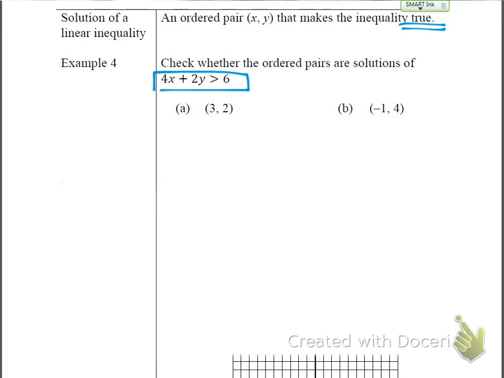Okay, so A, let's check if this is a solution. What we're going to do is we're going to plug in one of the numbers for x and one of the numbers for y. Which one is going to be plugged in for x? 3, because it's in the x coordinate. So this is going to be 4 times 3 plus 2 times y, which is 2. And we want a statement that is greater than 6.